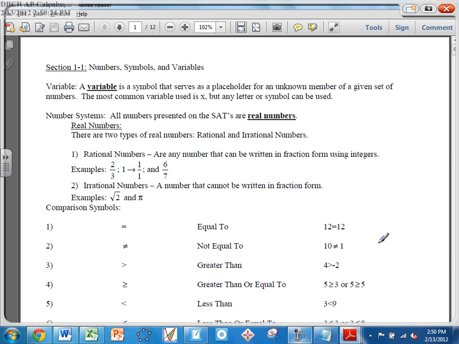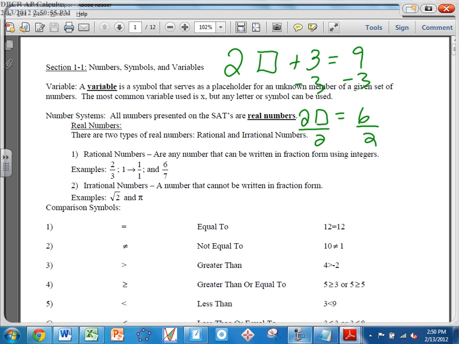To start, we have to right away think about what is a variable. Many of the times you've heard a variable, you've thought of it as x, but a variable could be any symbol that takes the place of a numerical value or an unknown member of a set. So for example, if I said 2 times box plus 3 equals 9, I can then go through this problem and figure out what this is. Let me subtract 3, I'm left with 2 boxes equals 6, divide by 2, divide by 2. So box turns out to equal 3.